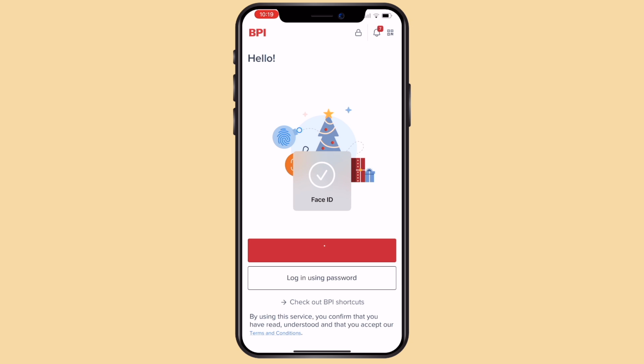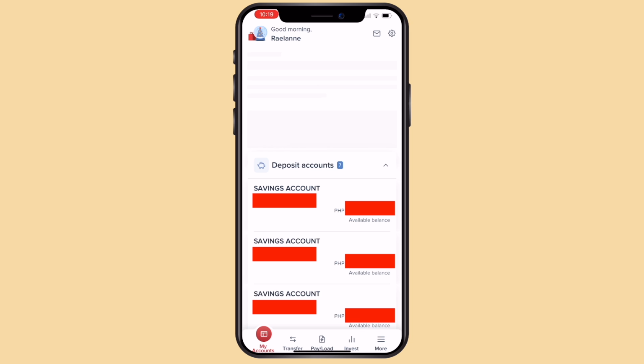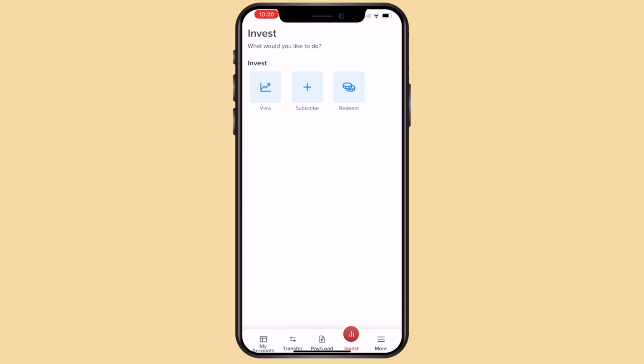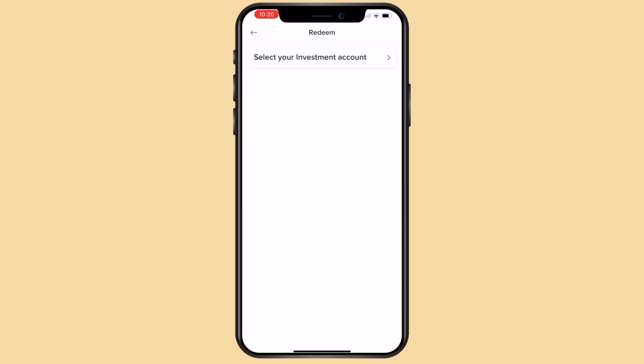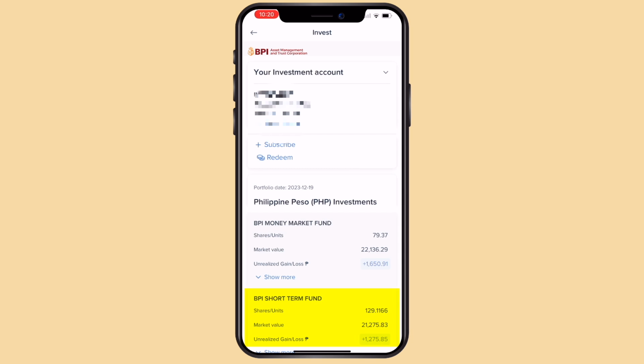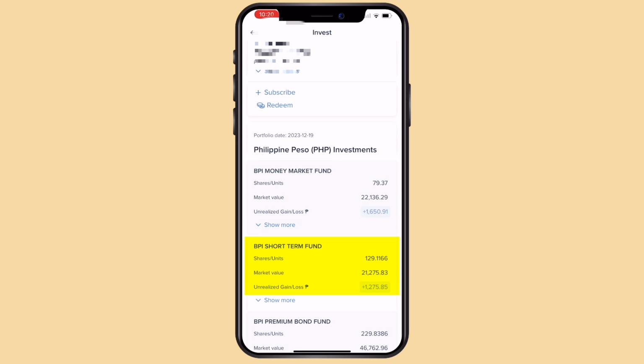Ngayon is December 19, 2023 and mag-redeem naman tayo during banking hours or when the market is open. It's 10:20 a.m. and ang i-redeem naman natin is BPI Short-Term Fund. So, tandaan natin yung amount. It is 1,275.85 pesos. Yan yung i-redeem natin.